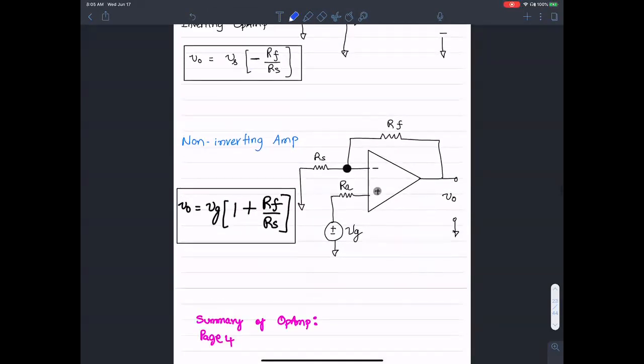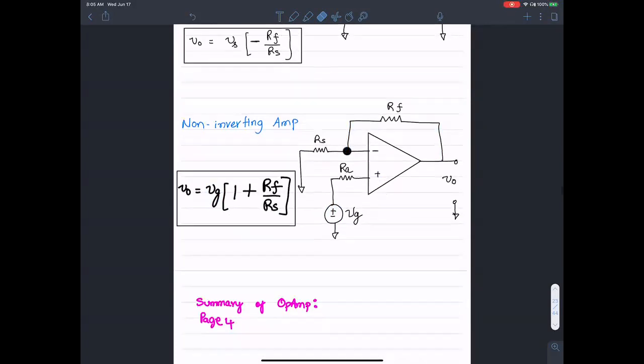Then there is the non-inverting amplifier. The input is applied to the positive terminal, and the rest of the argument is the same. There is still a negative feedback coming in from the output. The input is multiplied by a gain. This time I have a positive gain, from the fact that the input is applied to the positive terminal. That's what we looked at.